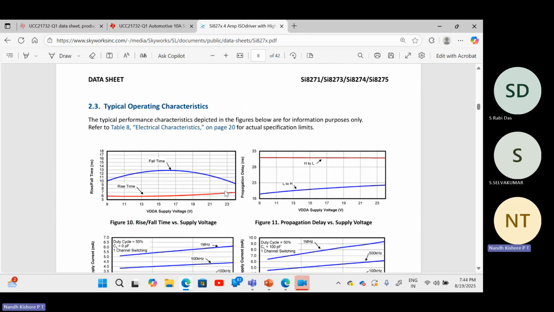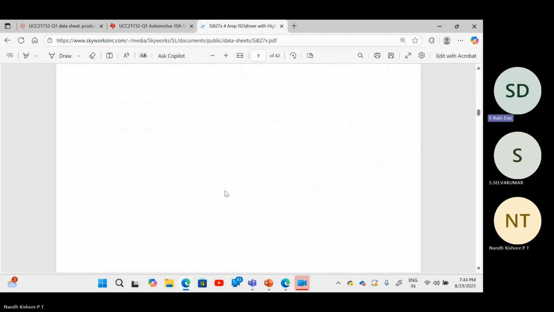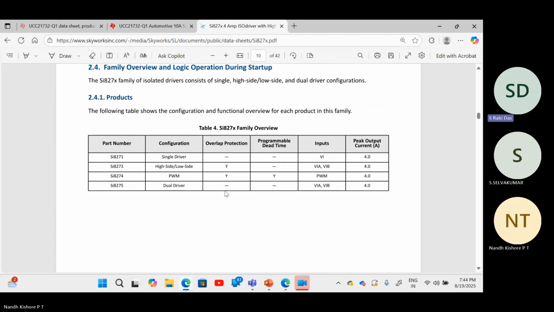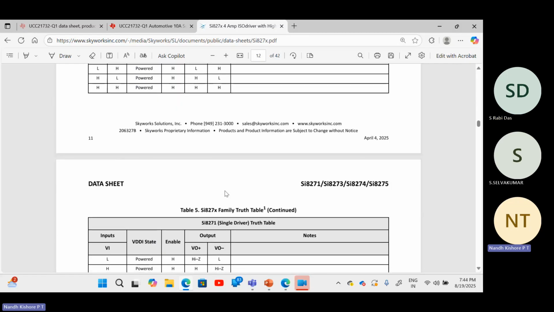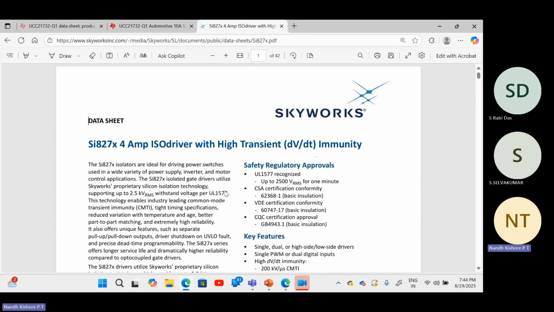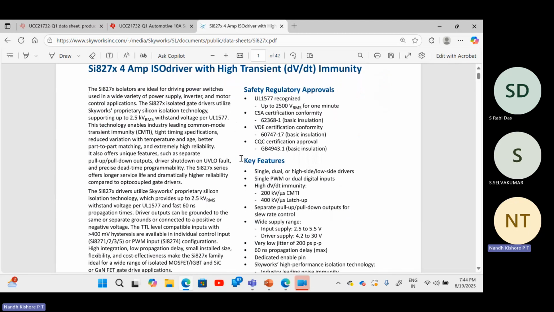Frequency, I don't think they specify the switching frequency. Generally they don't mention the maximum switching frequency of any gate driver, because that's not required, it's obvious after all for a gate driver. So the thing to check is only the dV/dt immunity.